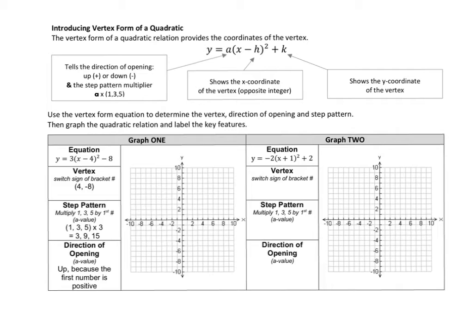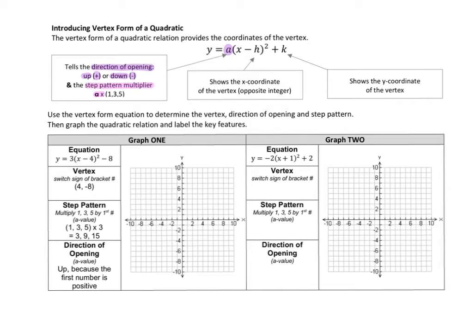Let's learn more about graphing a parabola and its key features by looking at a form called the vertex form of a quadratic. In vertex form, the quadratic reveals the coordinates of the vertex. The number out front of the brackets, or the a value, will tell us the direction of opening for the parabola. If it's a positive number, the parabola will open up, and if it's a negative number, the parabola will open down. It also tells us the step pattern multiplier. In other words, we know that the step pattern is 1, 3, 5. Our a value will multiply each of those to give us our new step pattern.